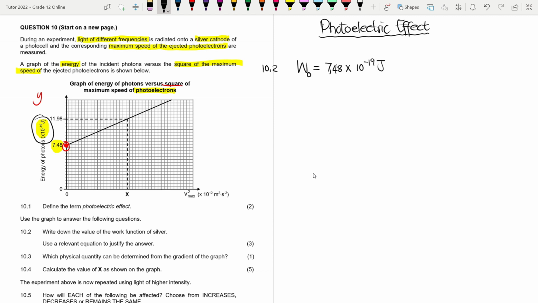So use a relevant equation to justify it. They also want you to give that equation that we just derived. It looks like this: half m v squared max plus work function. Then you can say to them, I know that this is equal to this, to show that you know your things.